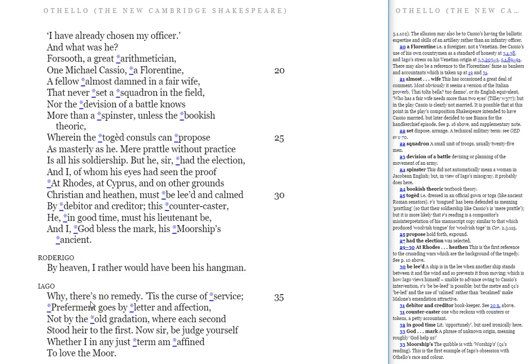Why, says Iago, there's no remedy. It is the curse of service. This is what it's like when you are in service to somebody else. Preferment, so this is promotion, goes by letter and affection, which I would suppose, and again in modern terms, not particularly modern terms, but you hopefully get the idea, is the sort of old boys network, the idea of people high up in society looking out for one another, not by the old gradation.